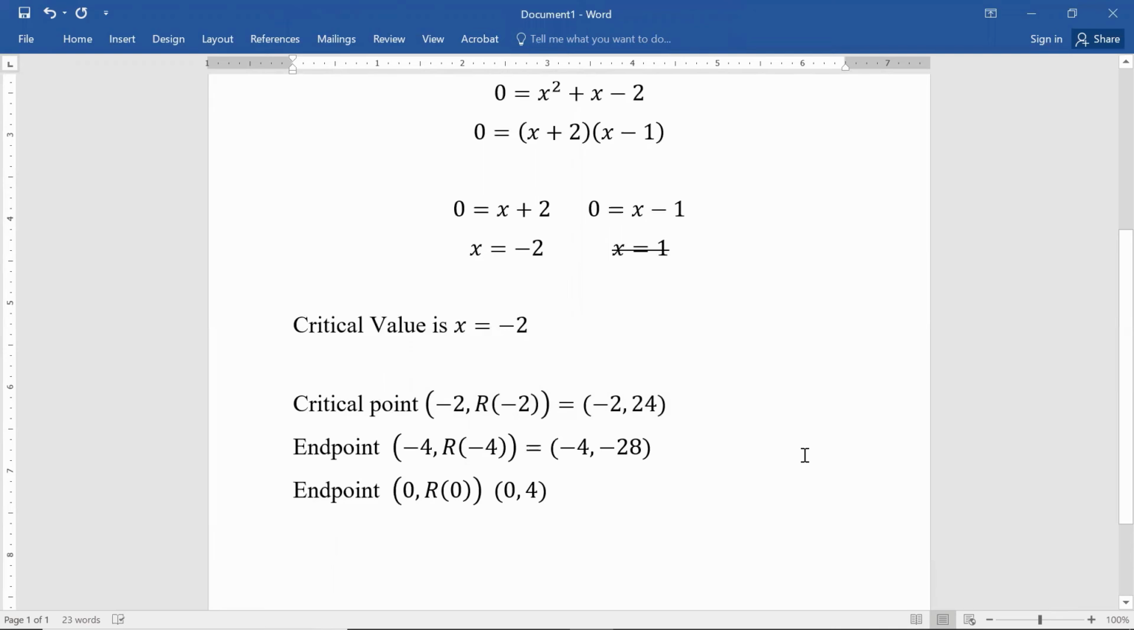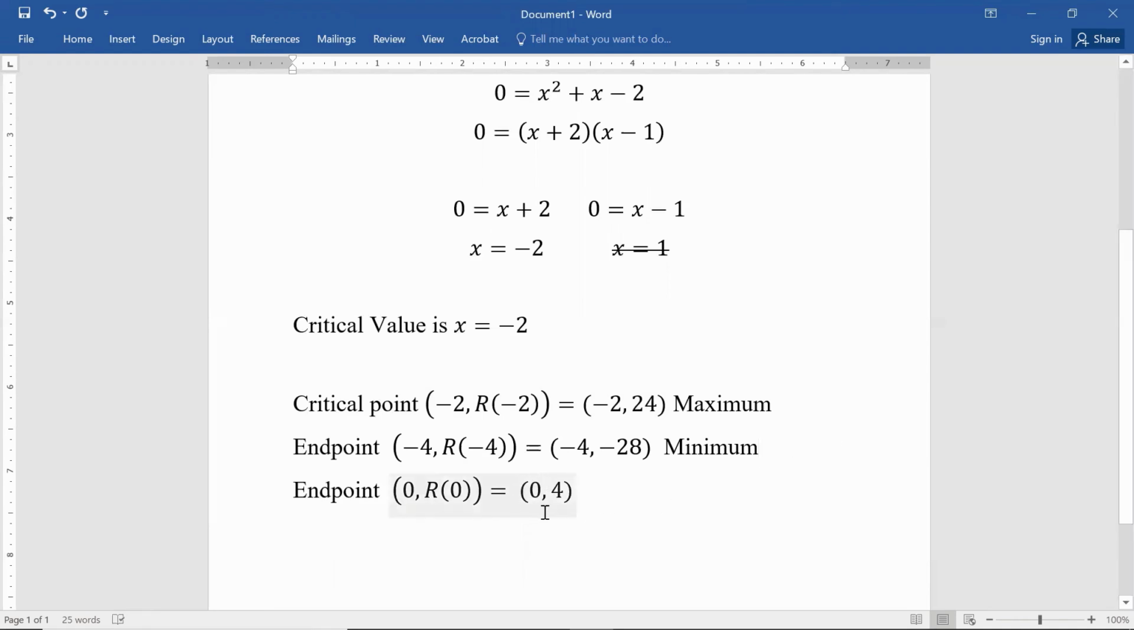If I'm looking for maximums and minimums, well, on this interval, the maximum is going to be the highest output value. Should be clear that the highest output value is the 24. So that is the maximum. The minimum is the lowest output value. The lowest output value is the negative 28. So we've just found the maximum point and the minimum point on this interval.